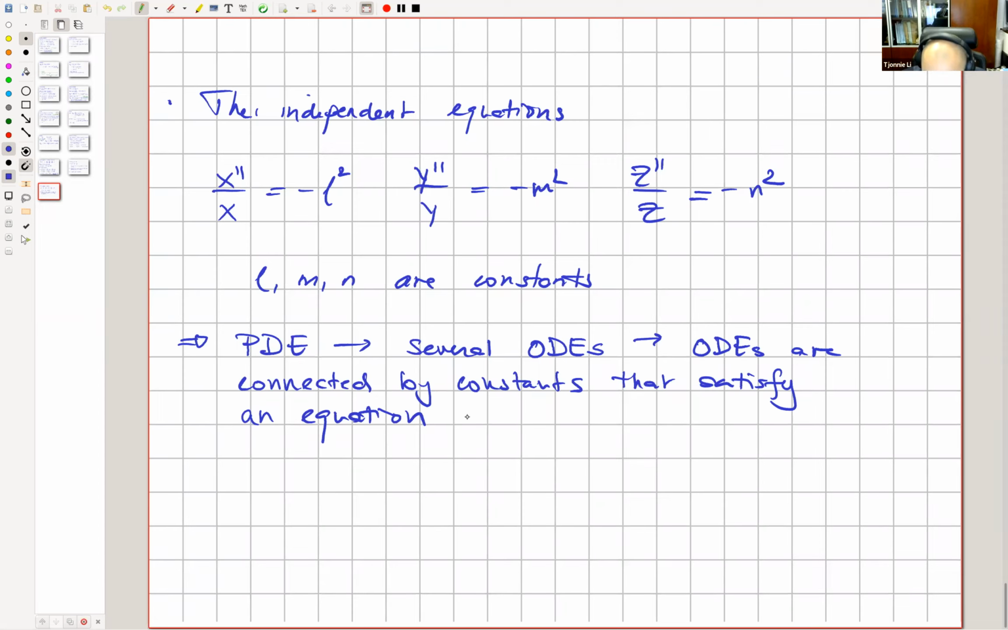We've seen this right here on this slide before. In this case, I know that minus L squared minus m squared minus n squared should then equal 0. So I've turned a partial differential equation into three ordinary differential equations plus a fourth equation that connects all of these L, M, and N's. So this is a handy trick where we can make things simpler.